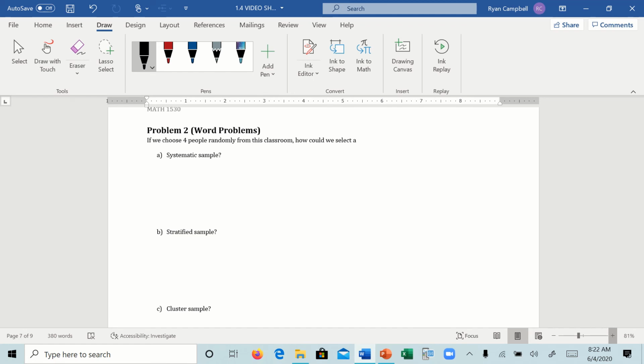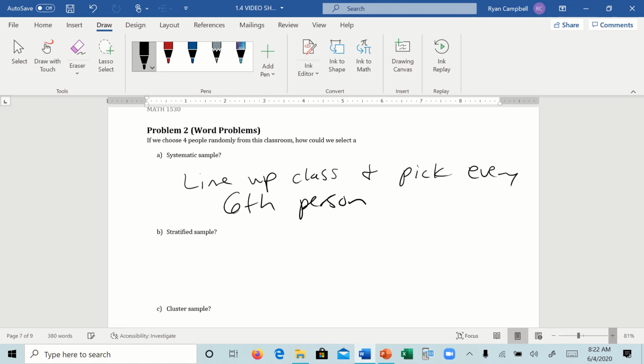So systematic, how could we get 4 people? So what we could do is we could line up the class and pick every 6th person, right? Until we get 4. We could get every 7th person, every 5th person, every 4th person, every 3rd person, every other person, right? But as long as we get 4 by the end of it, it doesn't matter what the K number is, ultimately.